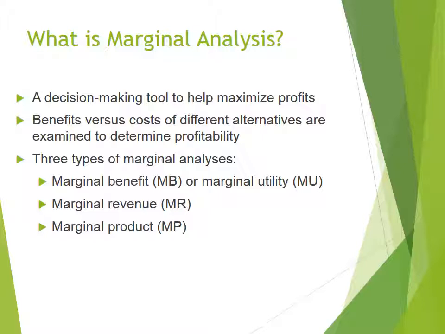Finally, we have the marginal product, which is the additional output from additional units of input, and this applies to production and recruitment decisions. For the sake of this presentation, we will be focusing on marginal benefit, and we'll provide an example to further explain the concept.